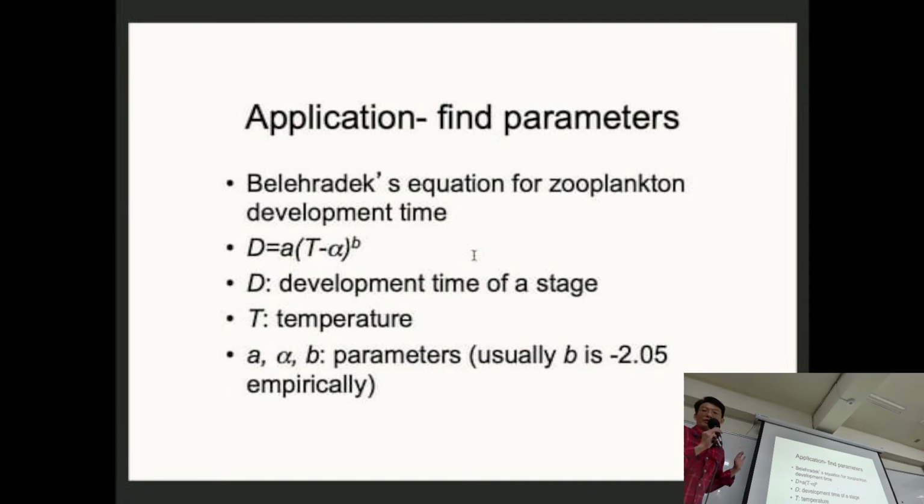All right, finally, I'm going to talk about some application, and the application is in fact your homework. Belehradek is a biologist. He developed an equation for zooplankton developmental time. Developmental time means how many days a zooplankton takes to grow from one stage to another. Like an insect, how many days it stays in egg, how many days in larvae, how many days in pupa, before eventually metamorphosing into an adult. That's called development time.